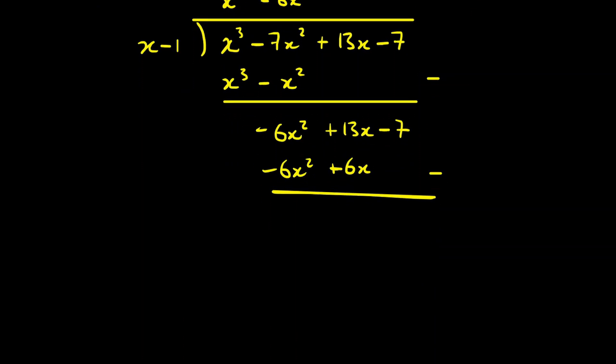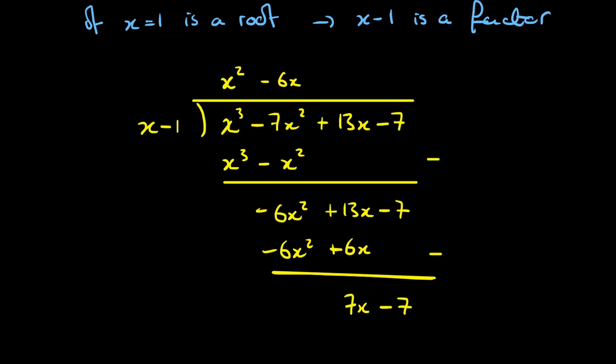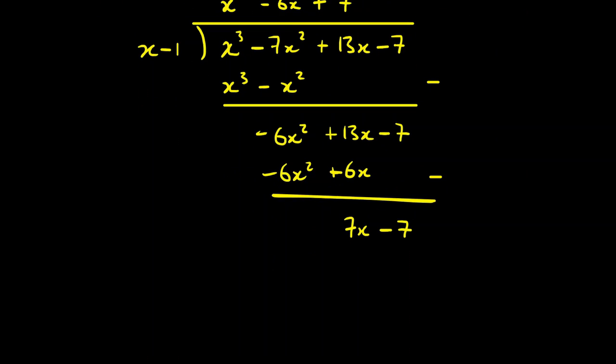So negative 6x squared minus minus 6x squared is 0. 13x minus 6x is 7x. And then hopefully we can already see this is going to work. So 7x is our new leading term. I divide it, so 7x divided by x gives me 7. I do 7 multiplied by x minus 1, which gives me 7x minus 7. And that subtracts to give 0, which is what we should expect because we know that it's a factor.